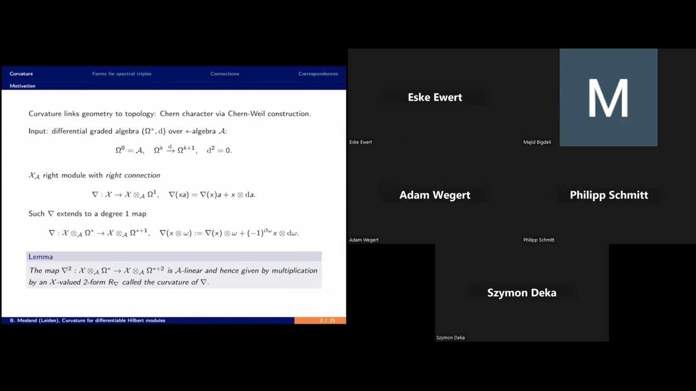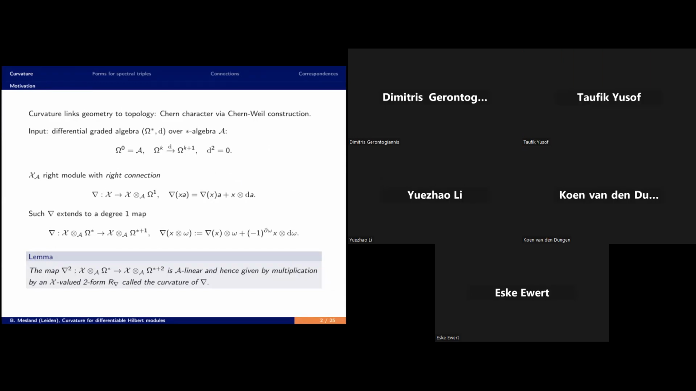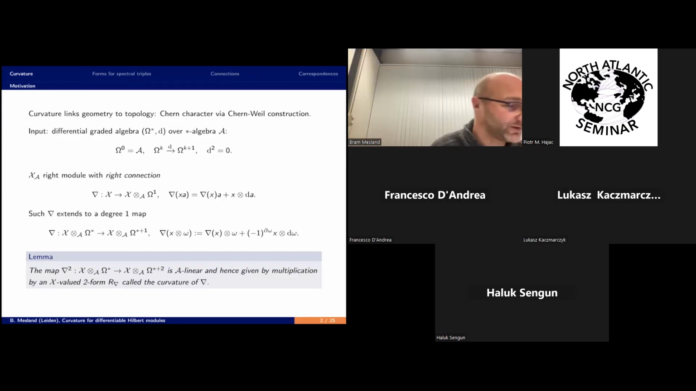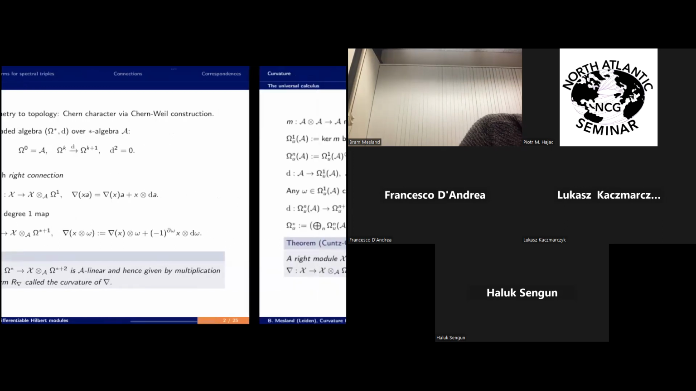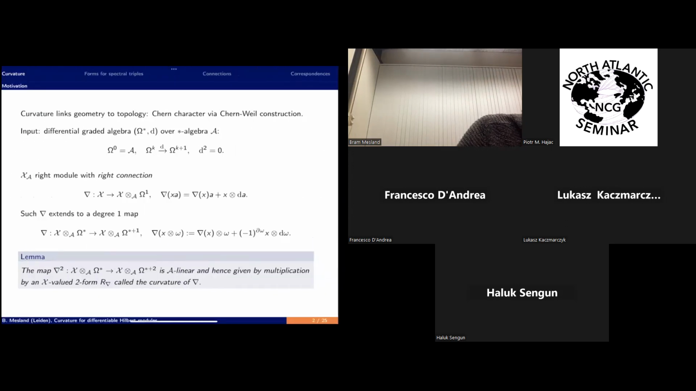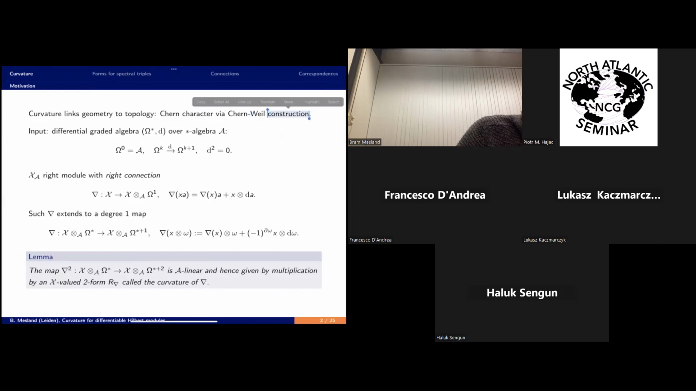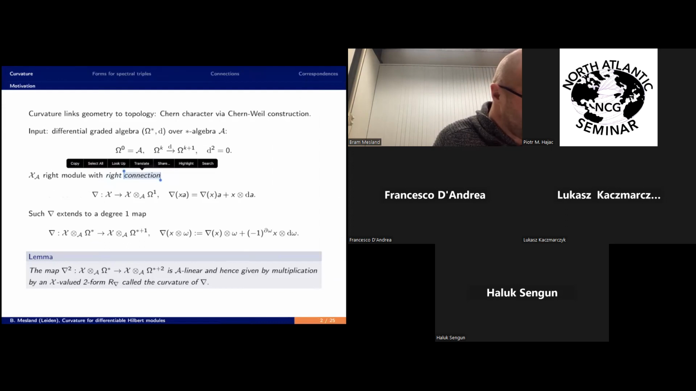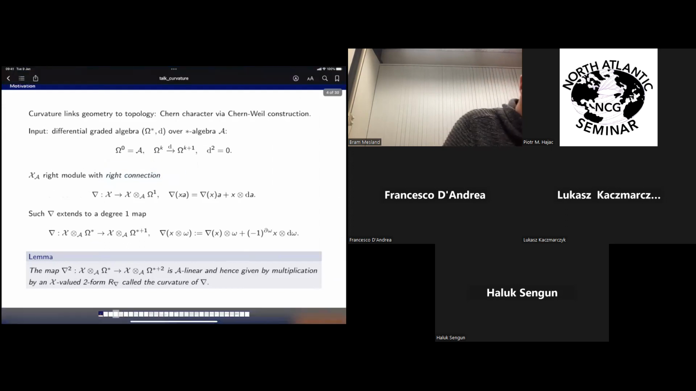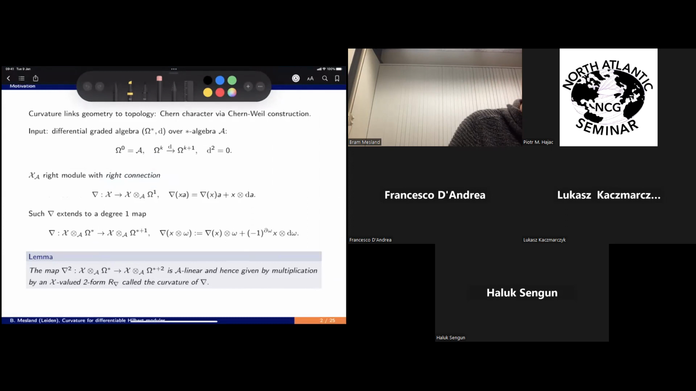The input for this construction is a differential graded algebra (Ω*, d). So maybe I should use my pen again, but I can't get it to appear. There it is. Sorry about that. Just for you to keep track of where I am, more or less.